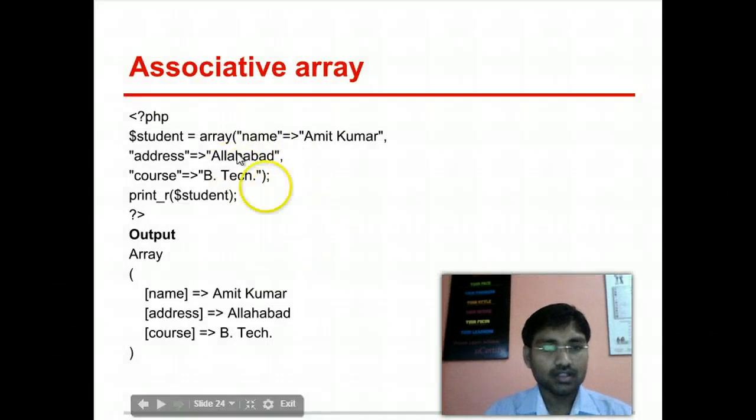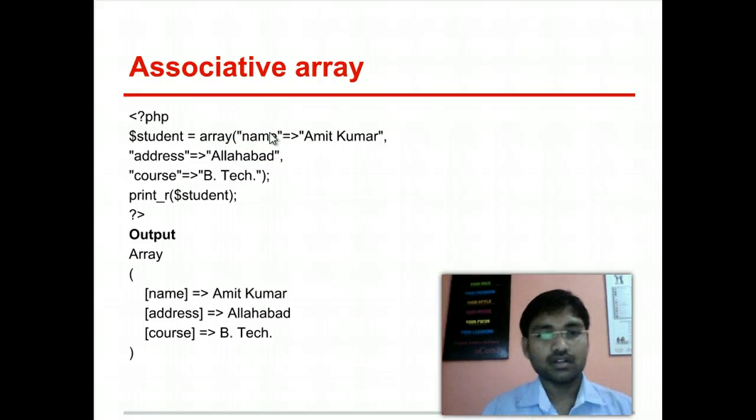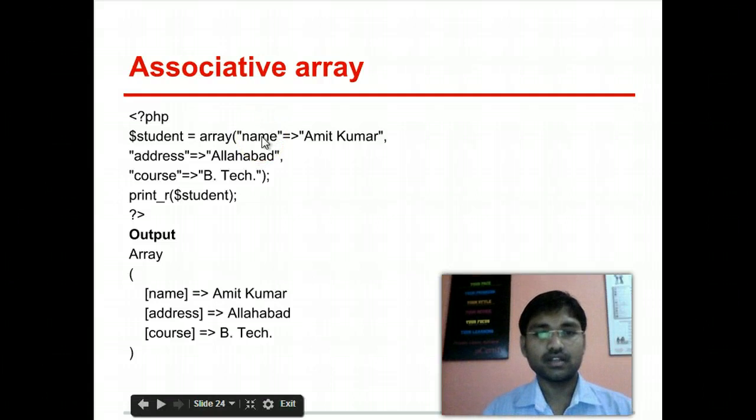In an associative array we can provide the key index of the array. In an associative array we can use a string as the index of the array. Here name is an index of the Amit value. Here address is the index of the Allahabad value. If you want to see, then we will print the student array with the function print_r. It will print name index will store Amit Kumar, address index will store Allahabad and course index will store BTech.